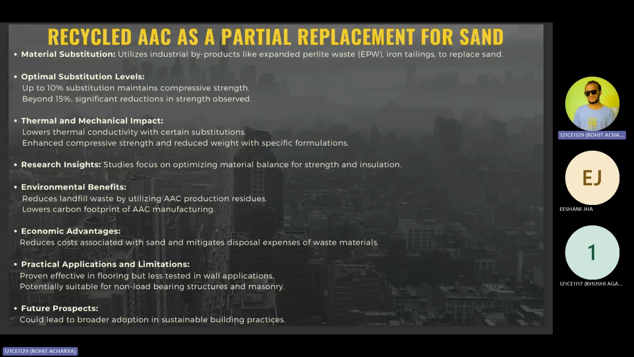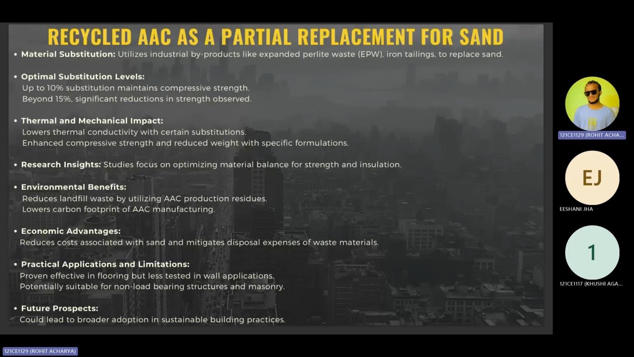Now, how is the material substituted? Integrating up to 10% of these byproducts maintains AAC's structural integrity without compromising the compressive strength of the structure that we are building. However, increasing this ratio beyond 15%, what has been noticed is that it significantly reduces the strength.